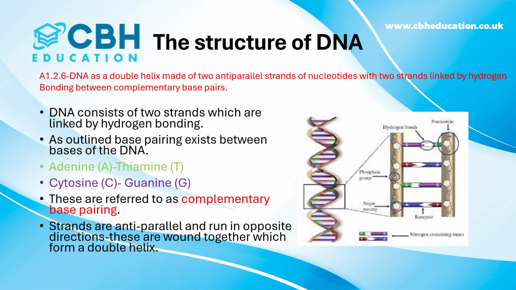So, the structure of DNA. DNA consists of two strands which are linked by hydrogen bonding. As outlined, base pairing exists between bases of DNA. Adenine pairs with thymine, cytosine pairs with guanine. This is referred to as complementary base pairing. The strands are antiparallel and run in opposite directions. They are wound together to form a double helix.